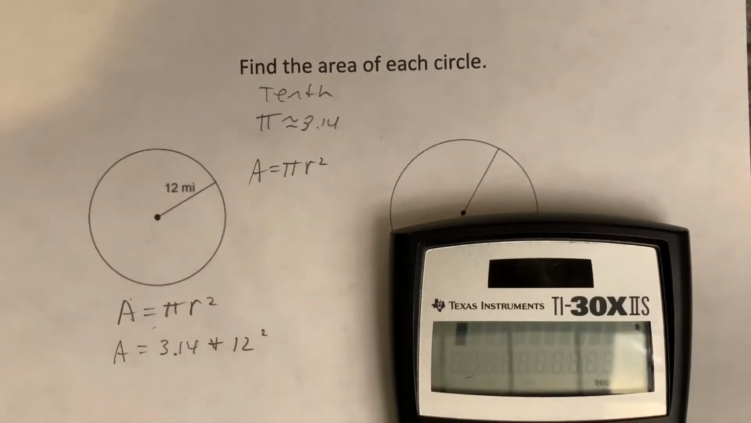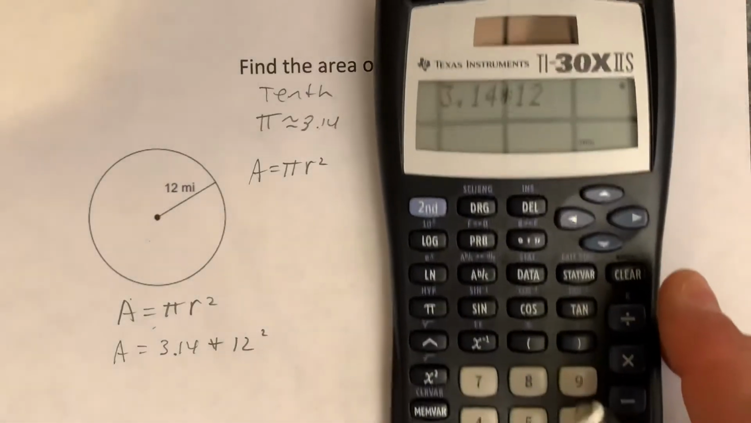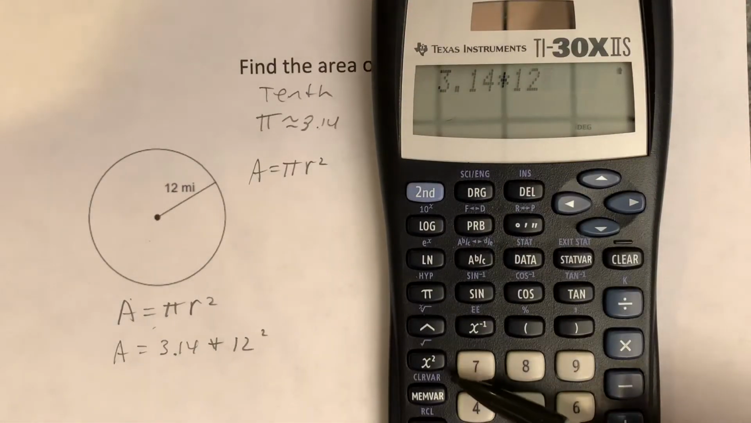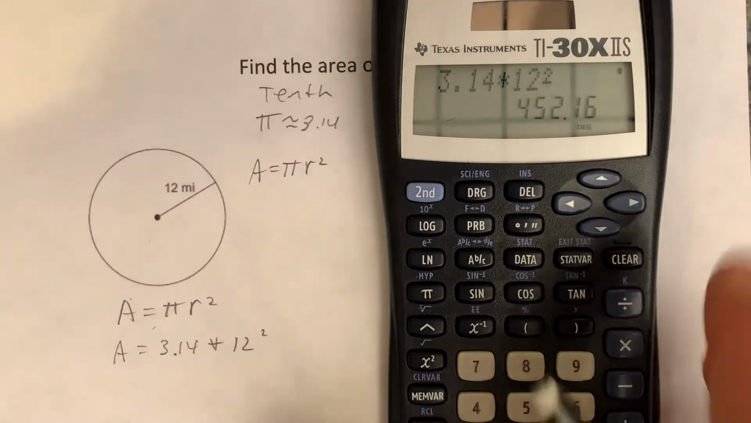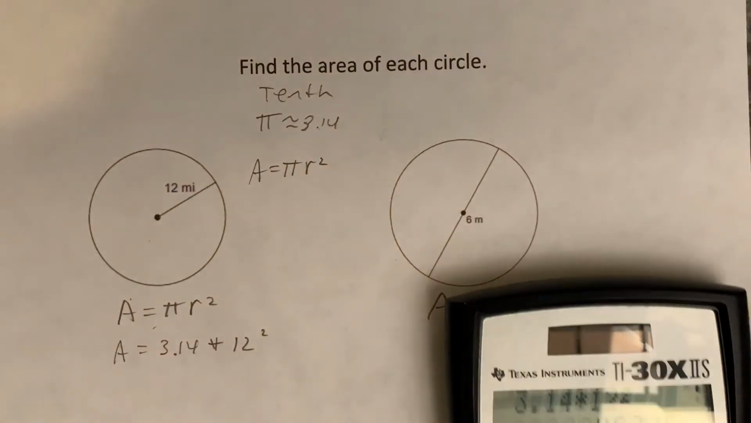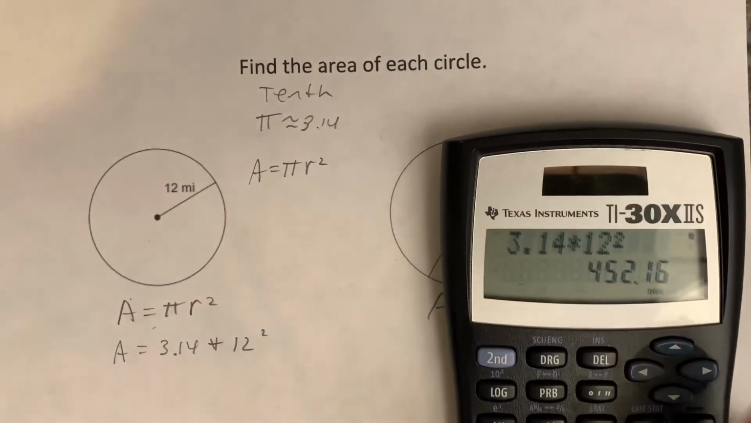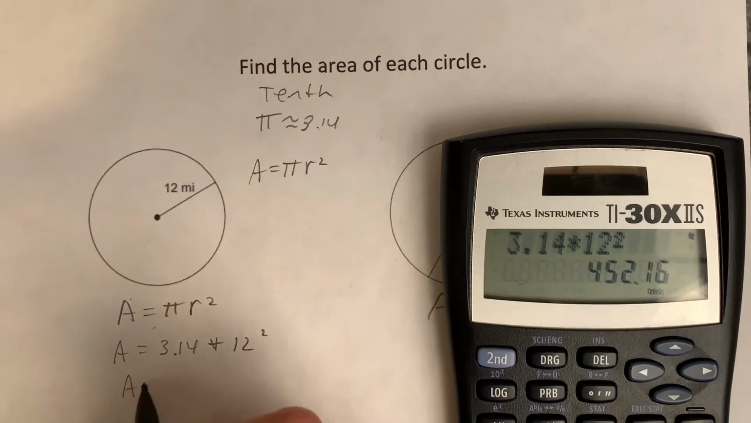So we're going to say 3.14 times, and you're going to need to hit the 12 and then the x squared button, which is right here. I'll show you. You can do 12 times 12 too, but the x squared button's right here. That puts that little square in there, see? Then you hit equals. So we get 452, and again, it's about that.